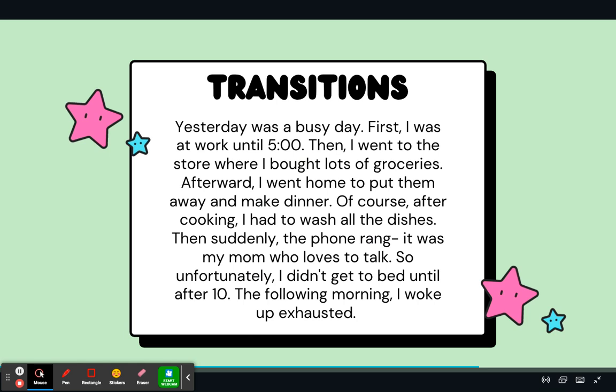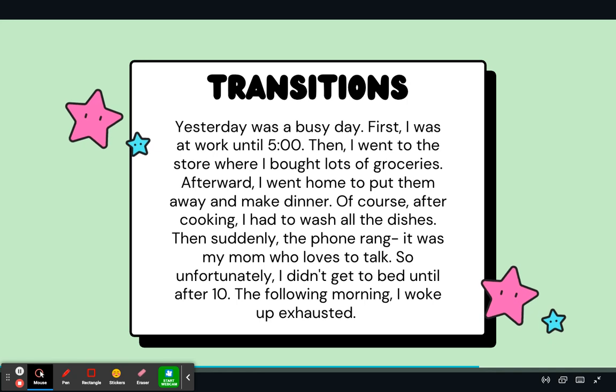Yesterday was a busy day. First, I was at work until 5. Then I went to the store where I bought lots of groceries. Afterward, I went home to put them away and make dinner. Of course, after cooking, I had to wash all the dishes. Then suddenly the phone rang. It was my mom who loves to talk. So unfortunately, I didn't get to bed until after 10. The following morning, I woke up exhausted.